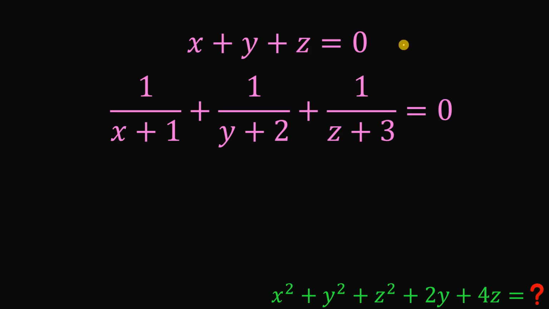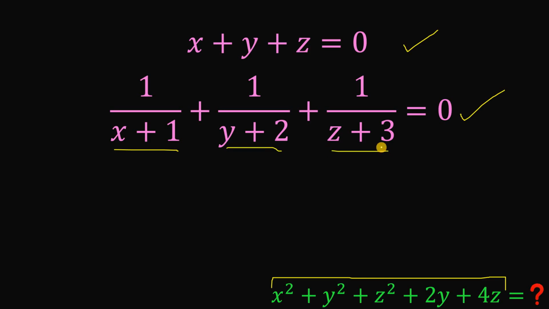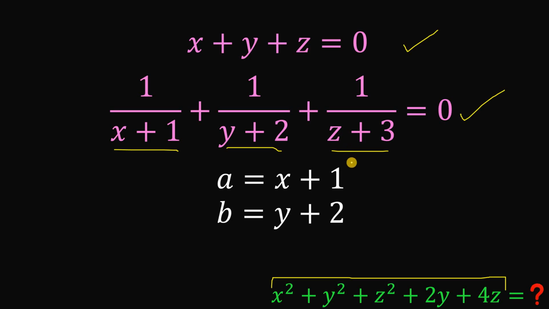Alright, so given these two equations, our goal is to find the numerical value of this entire expression, x squared plus y squared plus z squared plus 2y plus 4z. To answer this kind of question, what I like to do is to replace this x plus 1. I don't like this y plus 2 and z plus 3 in the denominator. So, let's call x plus 1 equal to a, and y plus 2 equal to b, and z plus 3 equal to c.